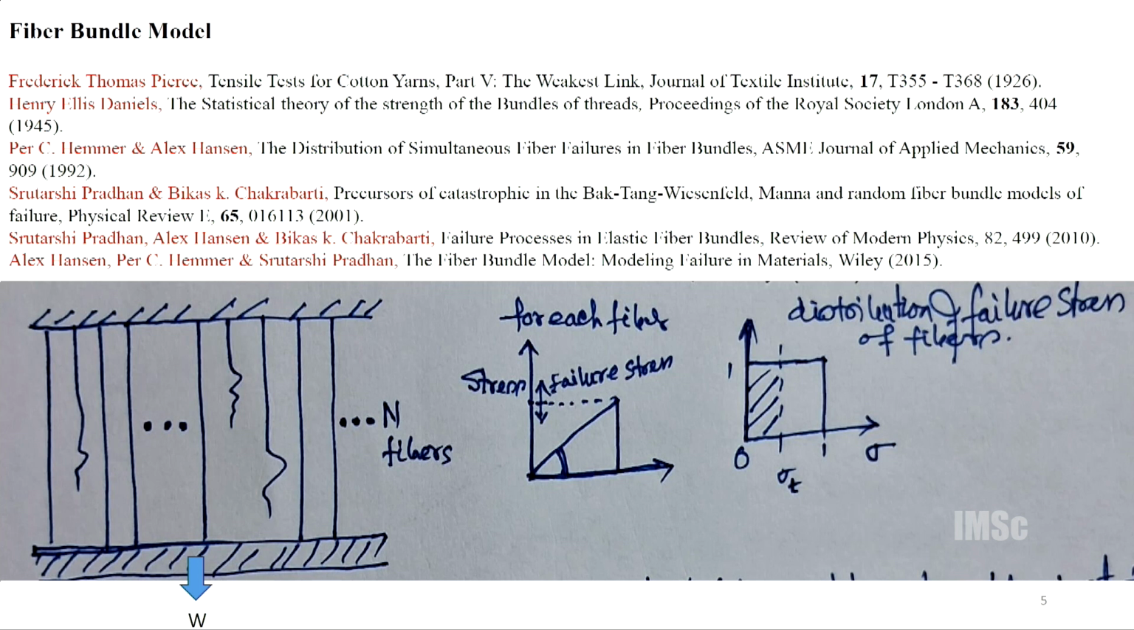Then comes the fiber bundle model. This is a fantastic and very elegant model. It was first proposed by a textile engineer, Thomas Pierce, in the Journal of the Textile Institute, which is no longer surviving.